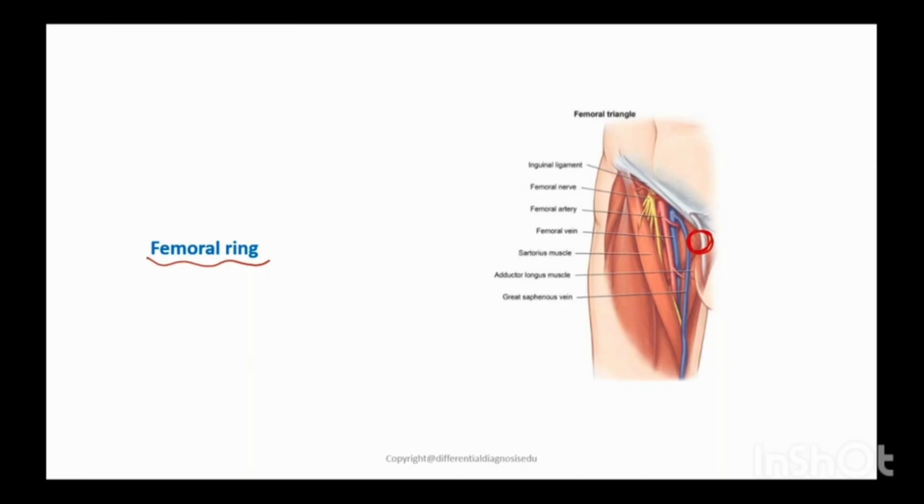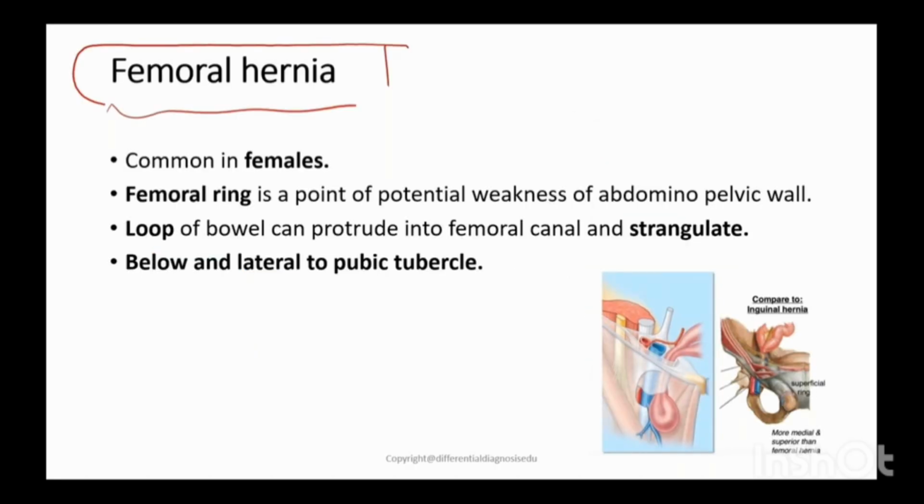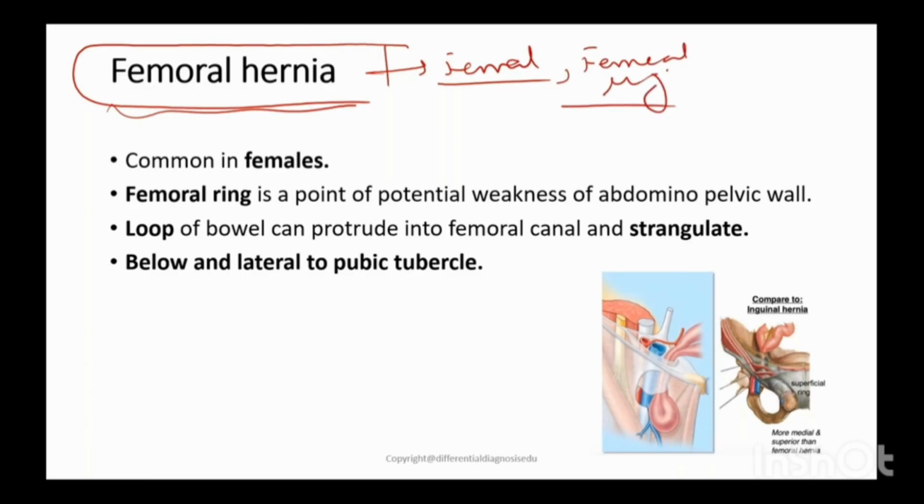Femoral hernia is very important. Why? Because there is a high risk of strangulation with this kind of hernia. Femoral hernia is more common in females. The femoral ring is a point of potential weakness of the abdominopelvic wall. So the bowel loop will protrude into the femoral canal and strangulate. It is below and lateral to the pubic tubercle. So this is the pubic tubercle, and this is below and lateral to it.